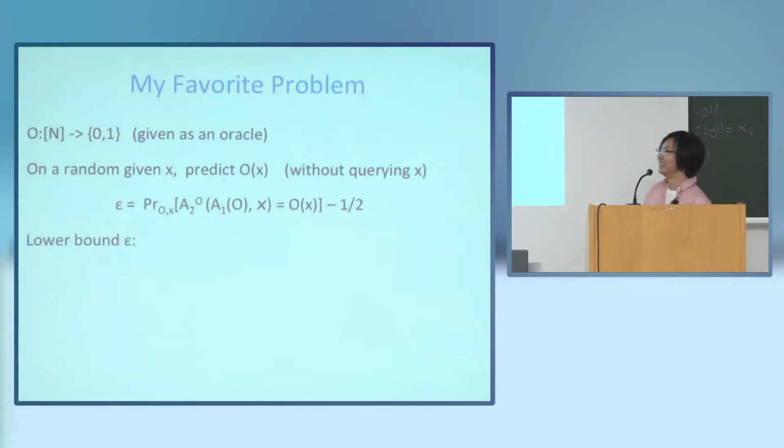Let's begin with some special case. What happens when S equals 0 and T equals 2^n minus 1? It means you cannot have any advice, but you can query everything else except x. What's your advantage? Yeah, perfect, 0. That makes sense. Essentially, the only thing you can do is guess, and have no advantage.